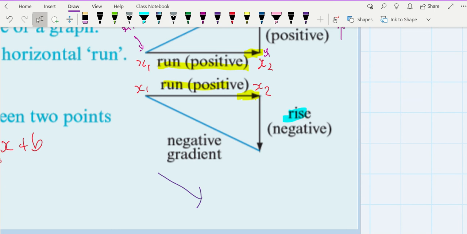Now looking at my negative gradient, this is going to be my y1 because we're starting at the top and we're going down, aren't we? So this point here we describe as x1, y1. And then down here is going to be y2. And then if I'm just using points here, there's going to be x2, y2.